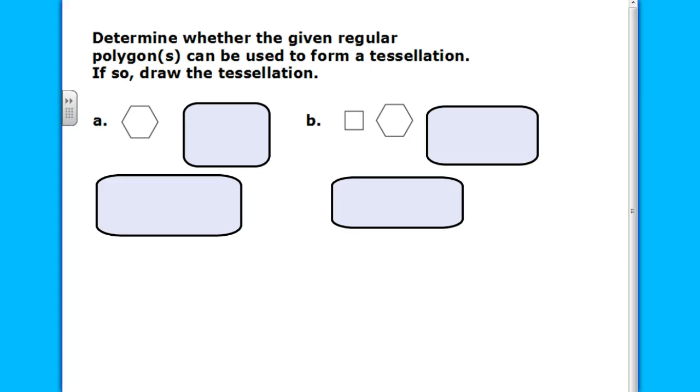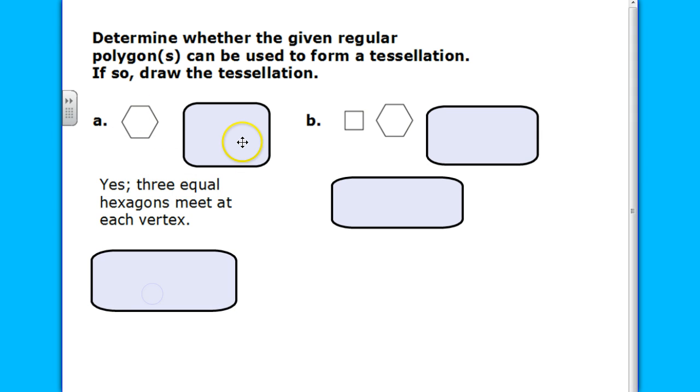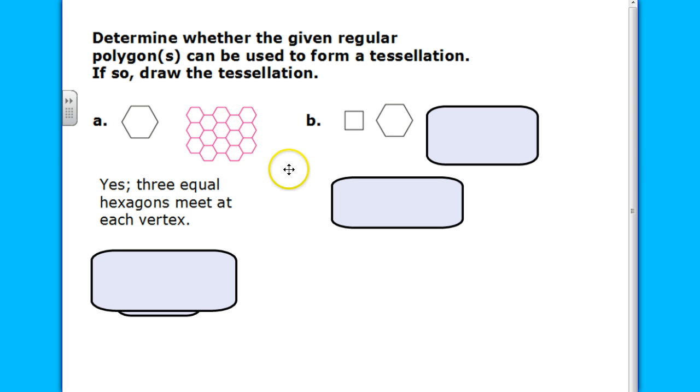Let's try it again. Can we form a tessellation with this polygon? If so, draw it. And once again, we have a hexagon. Yes, we can form a tessellation. 3 equal hexagons meet at each vertex, right? And those 3 angles add up to 360.